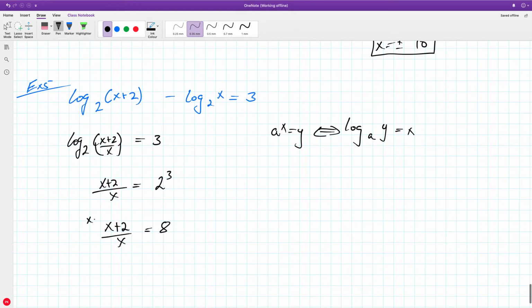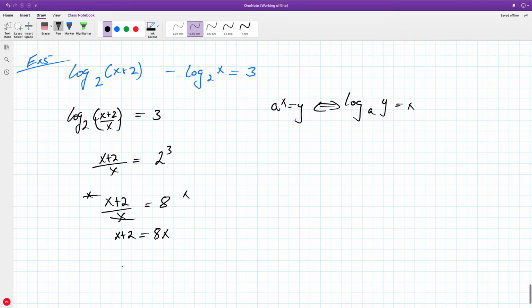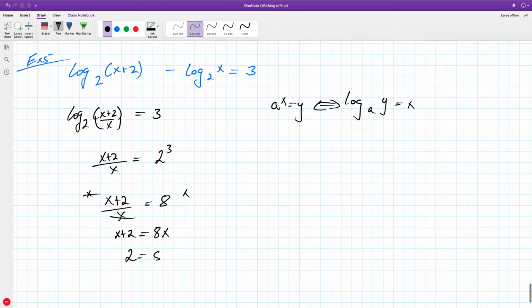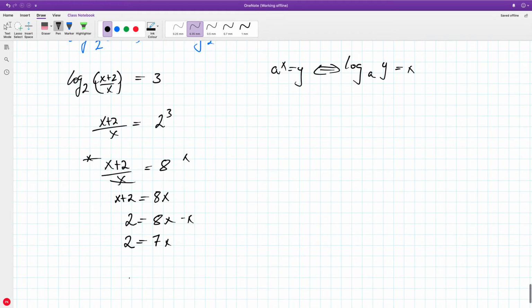Multiply across by x and x. Gone, gone. x plus 2 is equal to 8x. 2 is equal to 8x minus x. 2 is equal to 7x. x is equal to 2 over 7. You happy with that? Good stuff. Right, have a go at this one then.